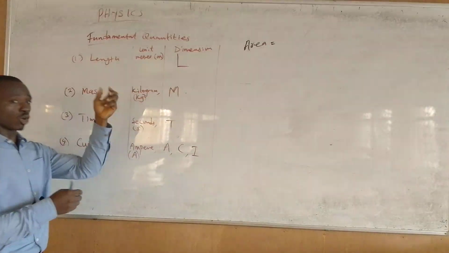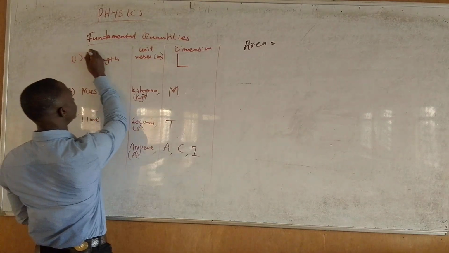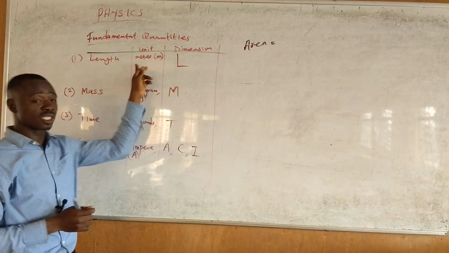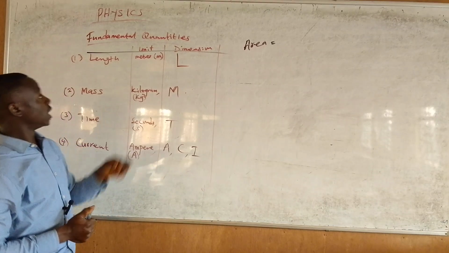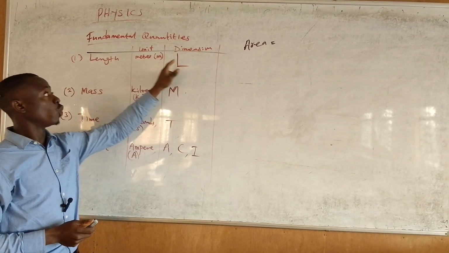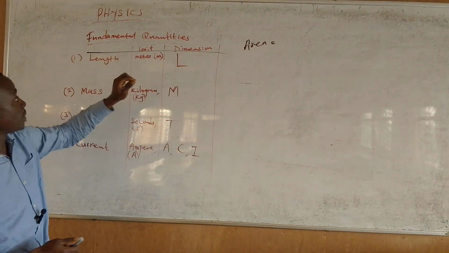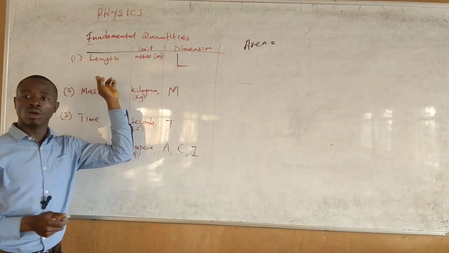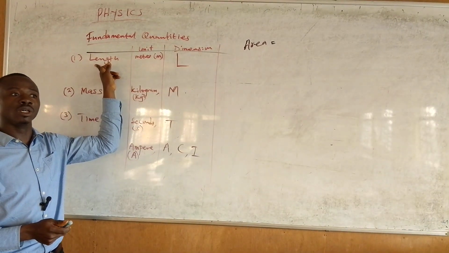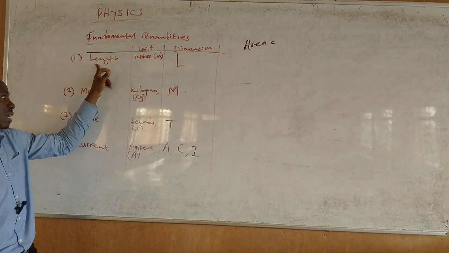So an example of fundamental quantities, we have the length. So I will put the unit and the dimension here for you. The unit for length is meters, and the symbol you can see for meter is m, while the dimension for length is L. You can see that we use a capital letter, the first letter of the word length. The first letter is what we are going to be using for the dimension.